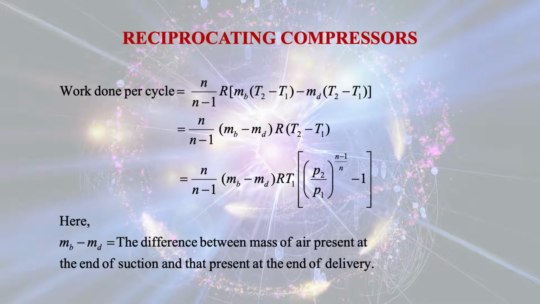Now if you put these values and rearrange the equation, finally we will get the work done per cycle is equal to n divided by n minus 1, (Mb minus Md) multiplied by R T1 multiplied by [(P2 by P1) to the power (n minus 1) by n, minus 1]. But Mb minus Md is equal to the difference between the mass of air present at the end of suction and that present at the end of delivery.